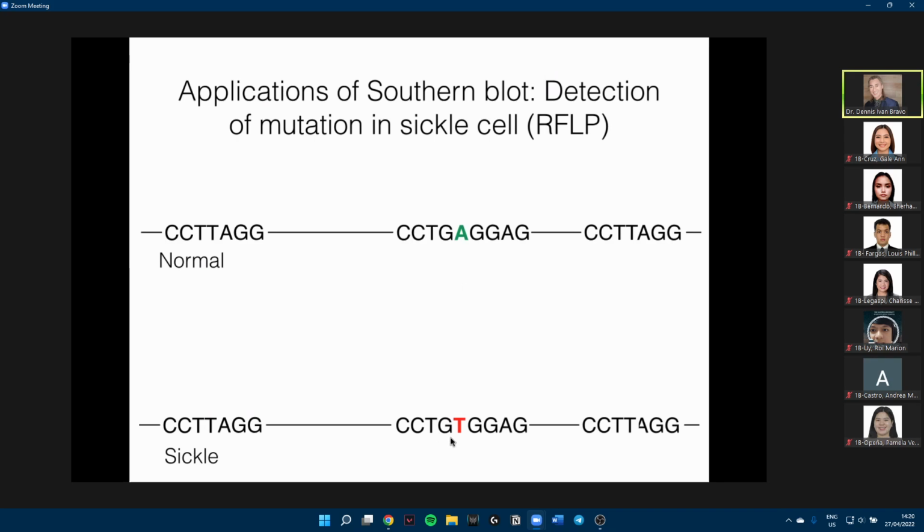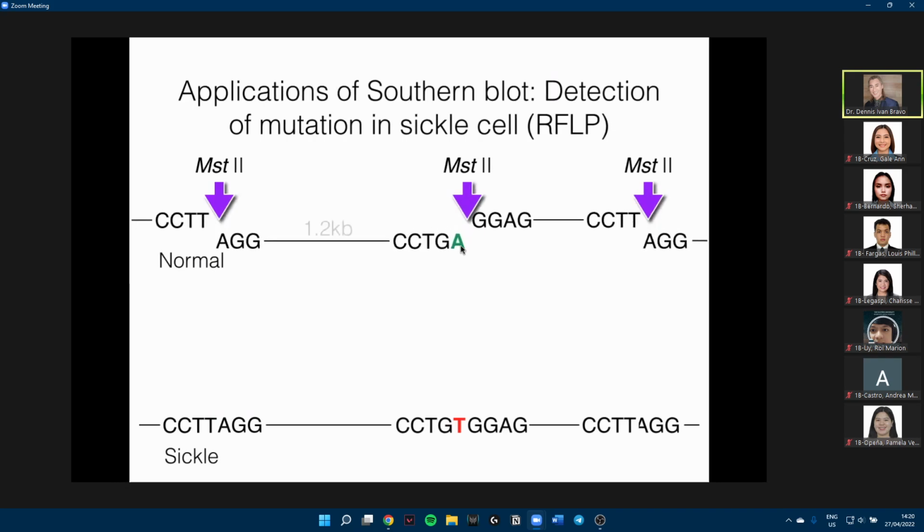Now with a point mutation, it codes for valine. We can detect this point mutation. Let's start first with the normal. After isolating the DNA, it's cut using restriction endonuclease, generating DNA fragments.